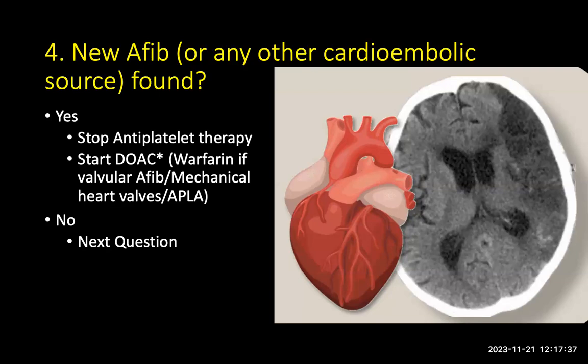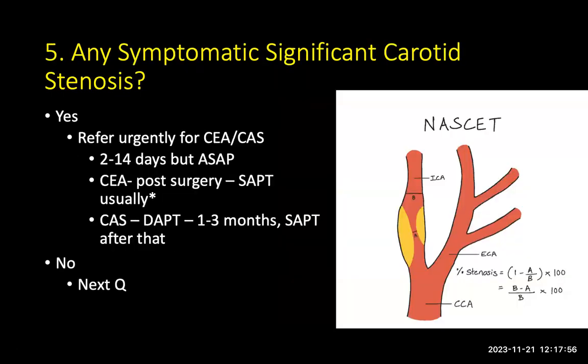And if you find something like the patient was having rheumatic mitral stenosis that he never knew of, or a detailed workup showed APLA or some other indication where warfarin is still preferred over DOAC, you'll start them on warfarin. But most cases will eventually be DOAC. So that's the first thing that we look at in SPC.